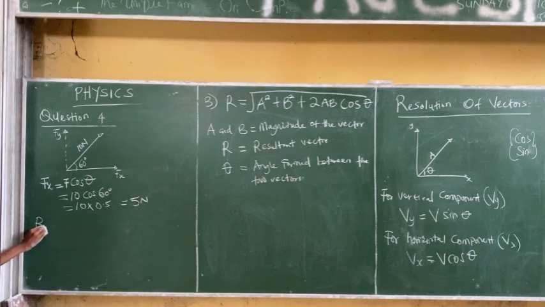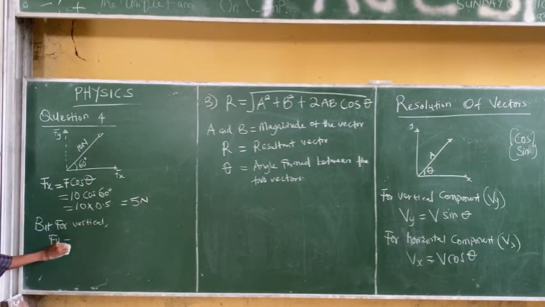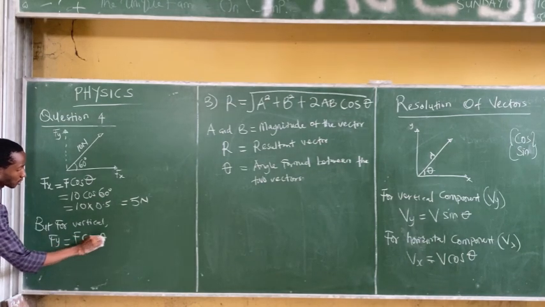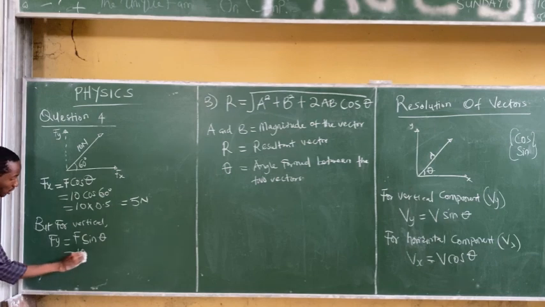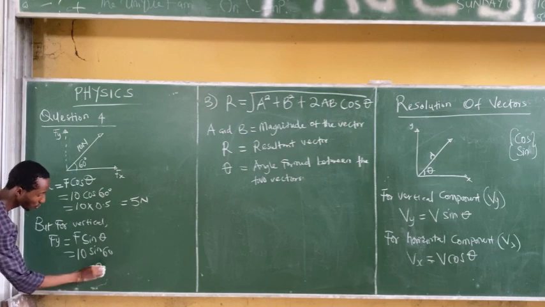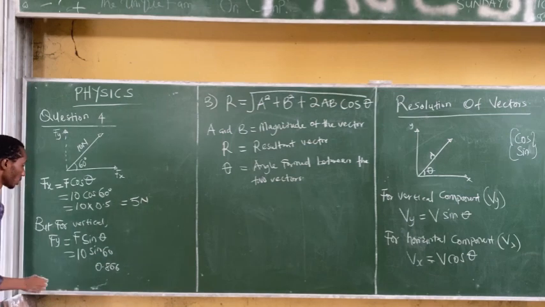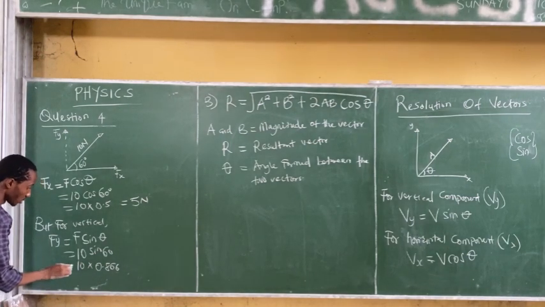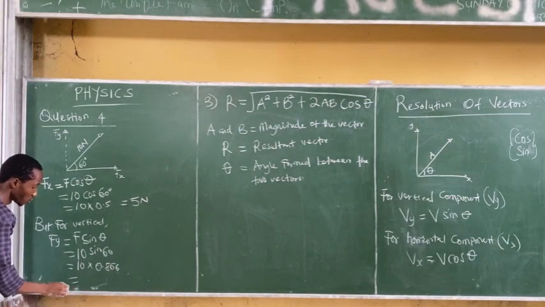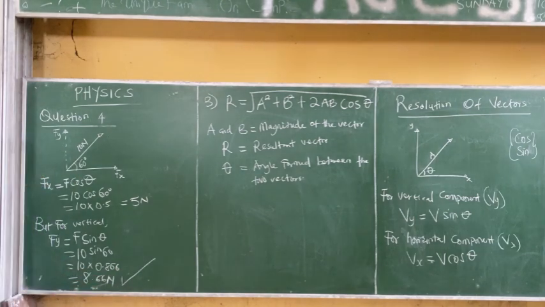But for the vertical, we have Fy. Fy is equal to F sine theta, which is 10 sine 60. Sine 60 is 0.866, right? 0.866 times 10. 10 times 0.866 will give us 8.66 newtons. So this is the correct answer.